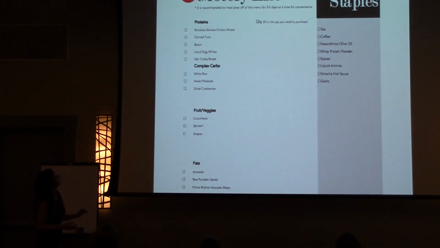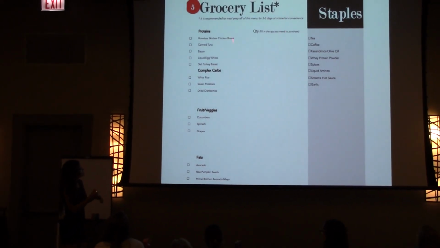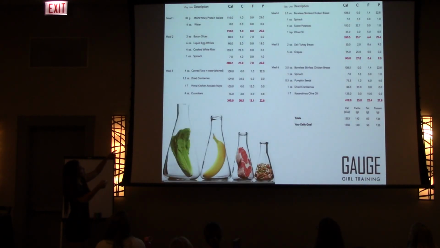Now, this would be her grocery list. I recommend that you meal prep off of this menu for 3 to 5 days at a time, for convenience. So it's up to Jane to figure out and calculate, well, if you look back here, how many days does she want to do this? Well, she needs some chicken breast here, she needs some egg whites.